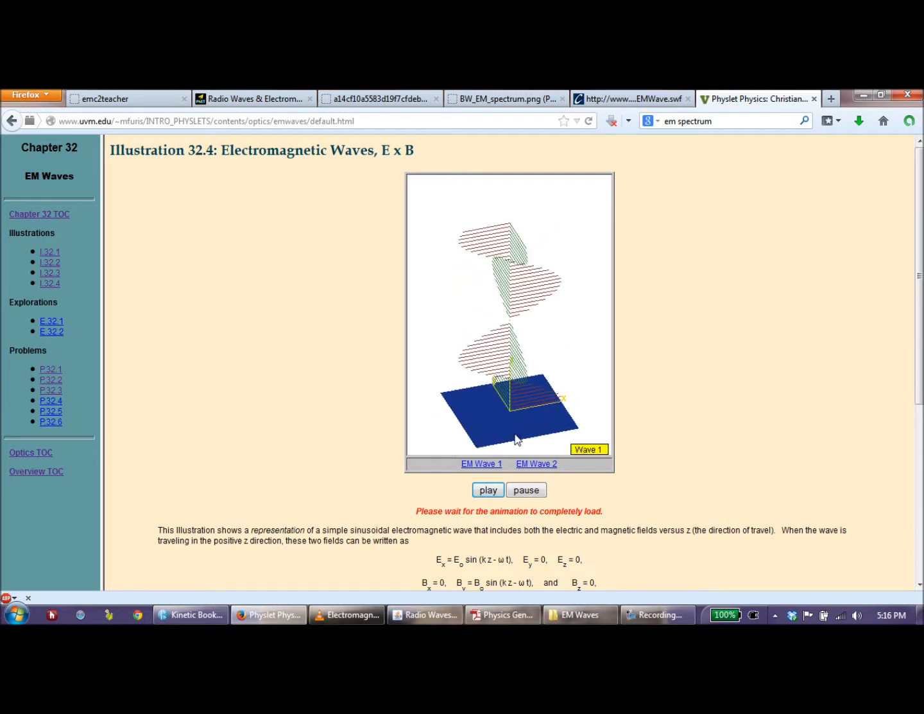And this is the reason that these can propagate, or move, through a vacuum. In my mind, they create their own medium as they move. Because if you have the electric field, it creates the magnetic field. The magnetic field creates the electric field. They're self-sustaining. And this is why they can move through a vacuum or a null space without being changed or affected. They do not need a medium like a sound wave does.